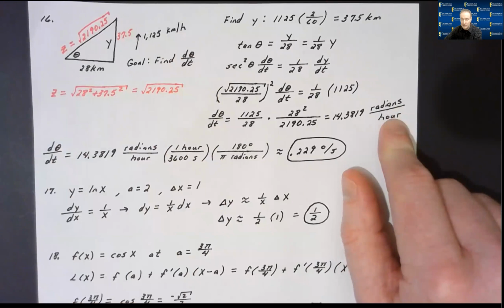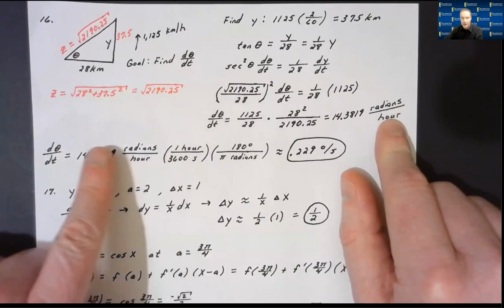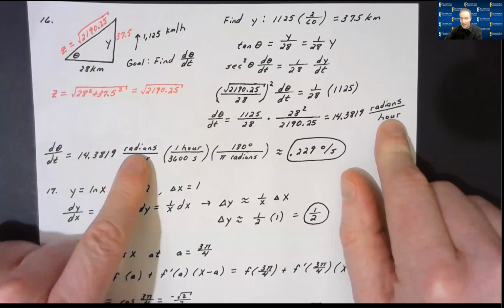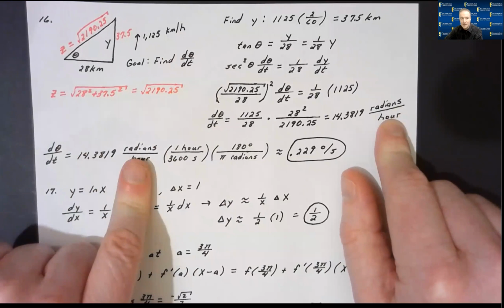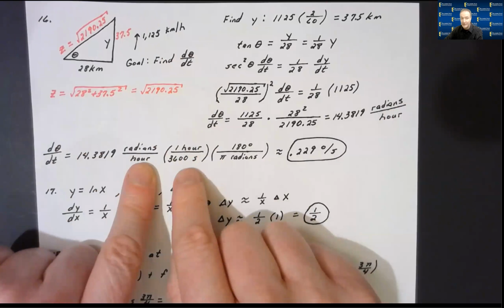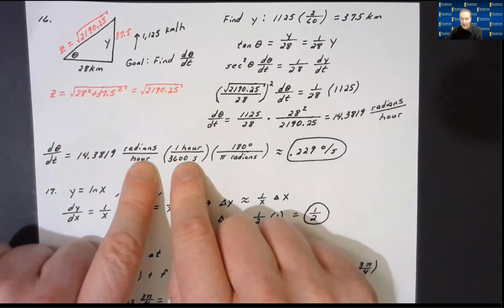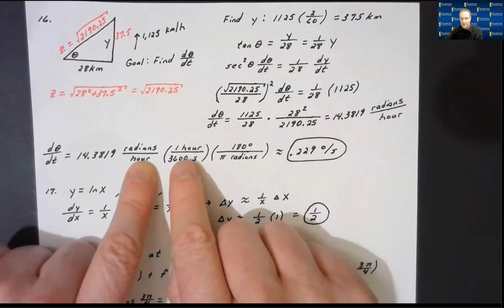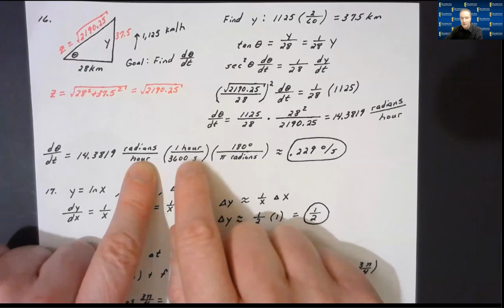That's not particularly very helpful. So I ask you to change that to degrees per second. So I take my radians per hour answer, and I can say, well, I need to do some unit conversions. I need to get rid of hours in the denominator. So I multiply by 1 hour. I divide by its equivalent in seconds. We know there's 60 minutes in an hour. There's 60 seconds in a minute. 60 times 60 is 3,600 seconds per hour.